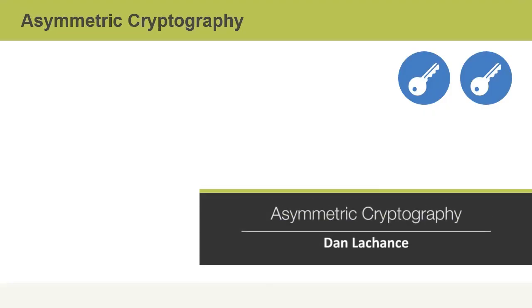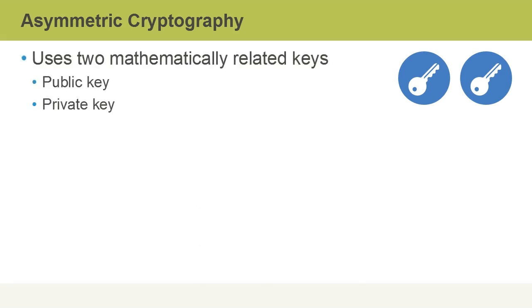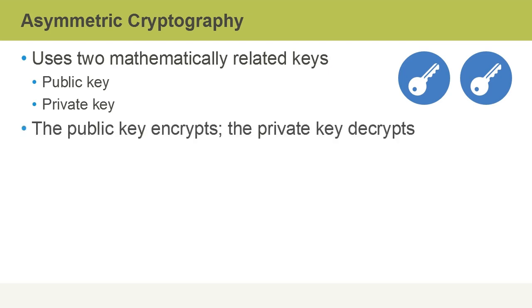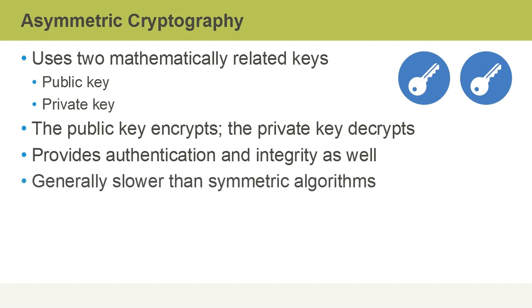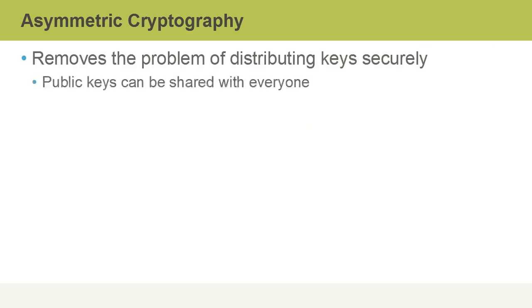In this video, I'll go over asymmetric cryptography. Asymmetric crypto uses two mathematically related keys, the public key and the private key. The public key is used for encryption and the mathematically related private key decrypts. Asymmetric crypto also provides authentication, so we can be assured that a transmission or a message comes from who it says it came from. Data integrity is a part of asymmetric crypto also, so we can detect if changes have been made to data. However, it's generally considered slower than symmetric algorithms.